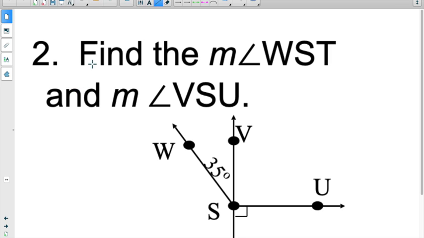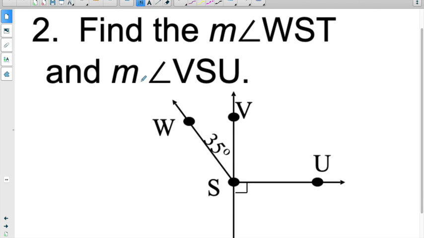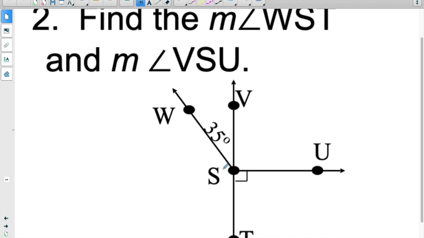So then here this says find the measure of angle WST and the measure of angle VSU. So first off, when I look at this problem, I think, what am I trying to find? The measure of angle WST, from W to S to T, which means I'm looking for this angle here.